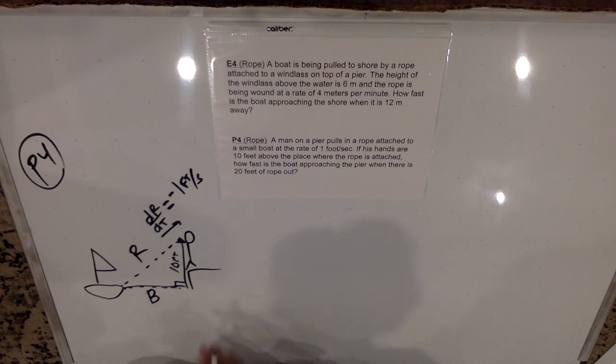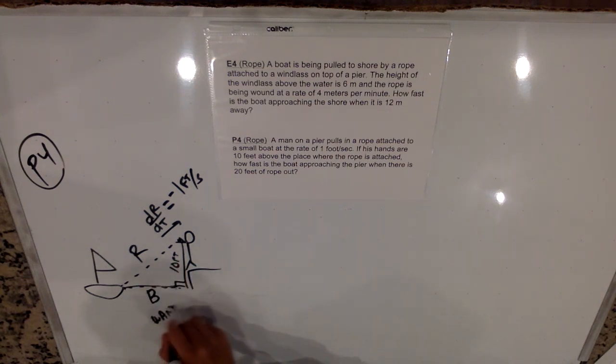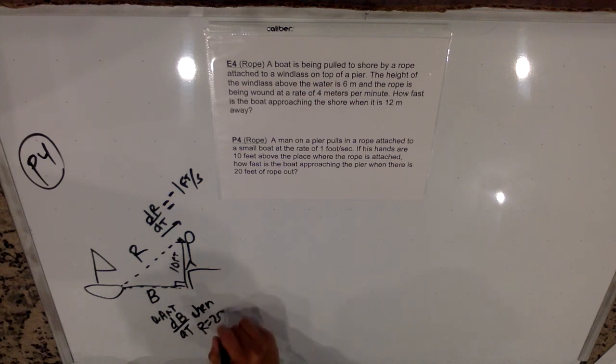And we know the 10 feet is there. How fast is the boat approaching? So the thing we want is dB/dt, right? When R is 20. So in this case, it's not going to be the B that has a given value, it's going to be R that has a given value.